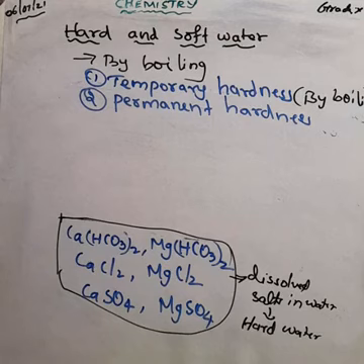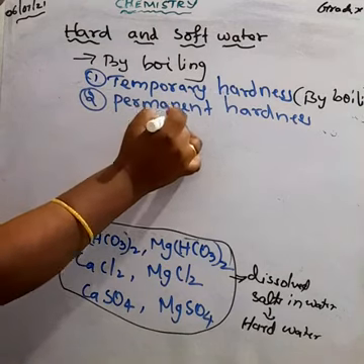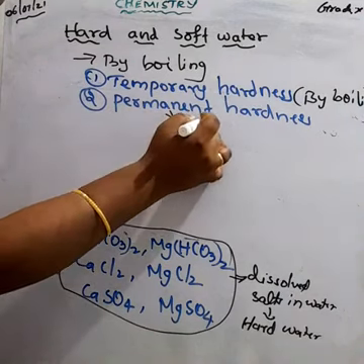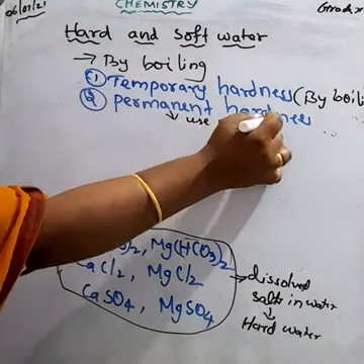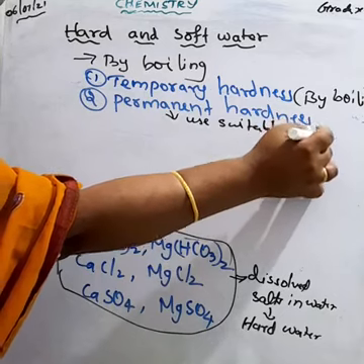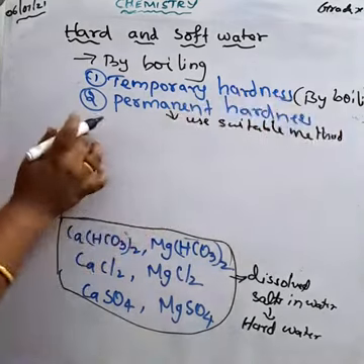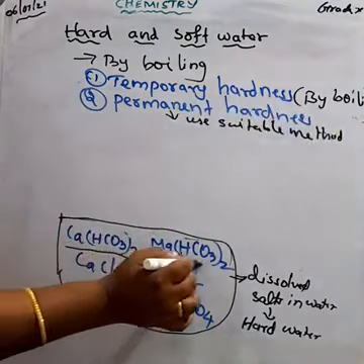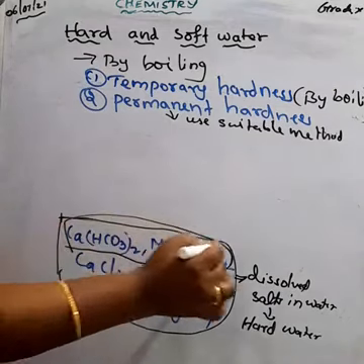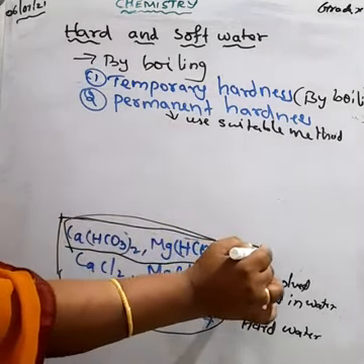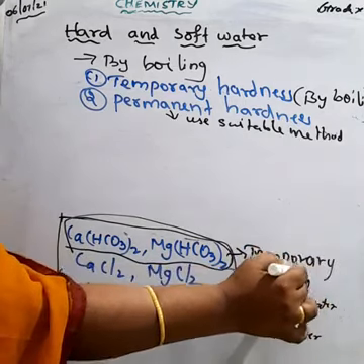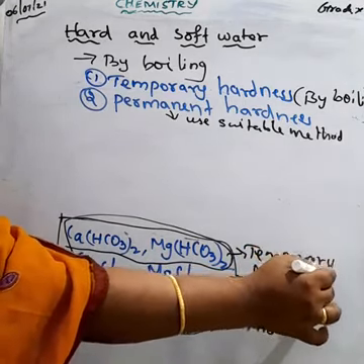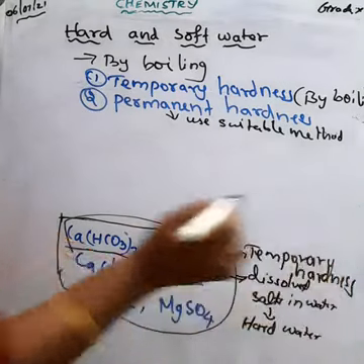What is the reason for the temporary hardness? If the water contains calcium bicarbonates or magnesium bicarbonates. Understood? So this is the reason for the temporary hardness. So this temporary hardness we can easily remove by boiling the water.